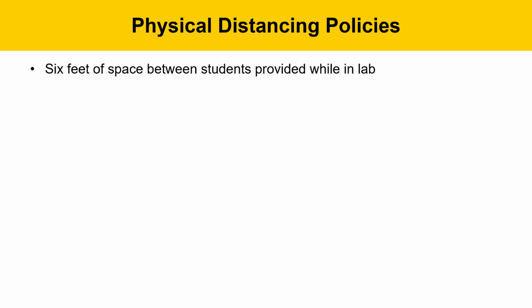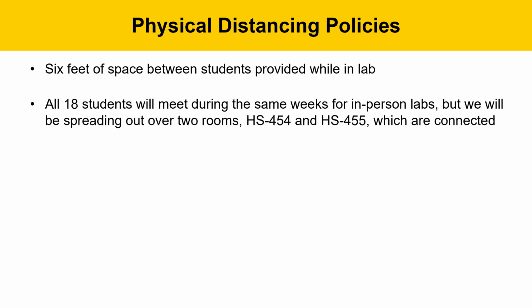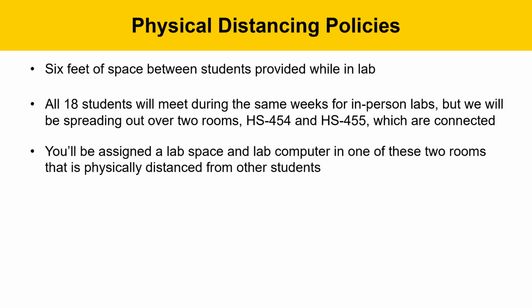We're going to have 6 feet of space between students provided while you're in the lab. And the way we're going to do this is that all 18 students are going to meet during the same weeks for in-person labs. So on a given week, if it's an in-person lab week, everyone will show up, but we'll be spread out over 2 lab rooms, room HS454 and room HS455 in Halsey Science. And these 2 rooms are connected, so that'll effectively cut the density of the course in half. You're going to be assigned a lab space with a lab computer in one of these 2 rooms that is physically distanced from other students. You'll have your own workspace and your own computer, and that'll be apart from other students.